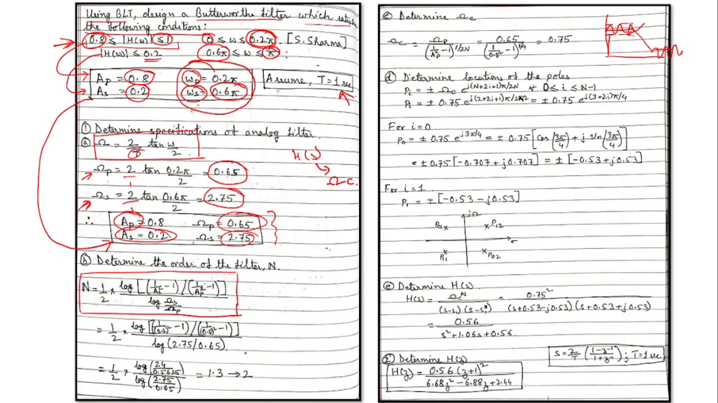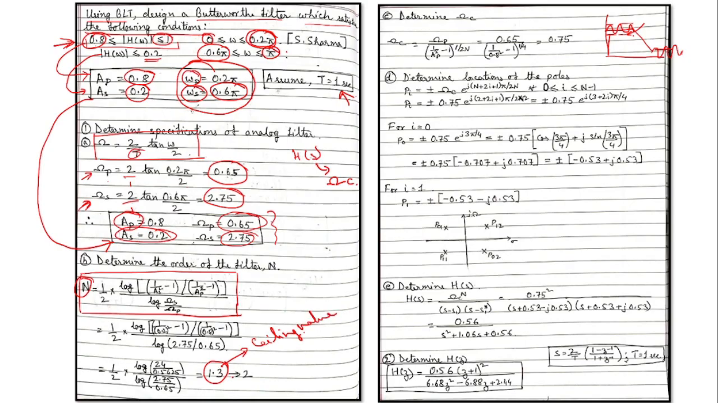After plugging in the values, we get a value of 1.3. We have to take the ceiling value, because the order of the filter cannot be a decimal. We have to take a whole number. We cannot take the lower number, because if we take the lower number, it will not satisfy the design criteria. Hence we have to take the ceiling value.